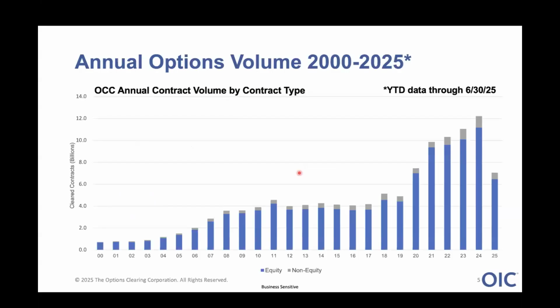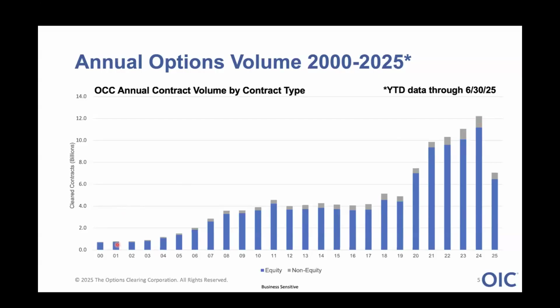Okay, this is one of my favorite charts. This is options volume over the last 25 plus years. And once again, the trajectory and volume over the last 6 years has just been phenomenal. The last 5 years alone, we had record years. Last year we cleared and settled 12.2 billion contracts. And you contrast that with when I left the floor back in 2000, we were clearing and settling about 2 million contracts on a daily basis, which at the time was a lot of volume.